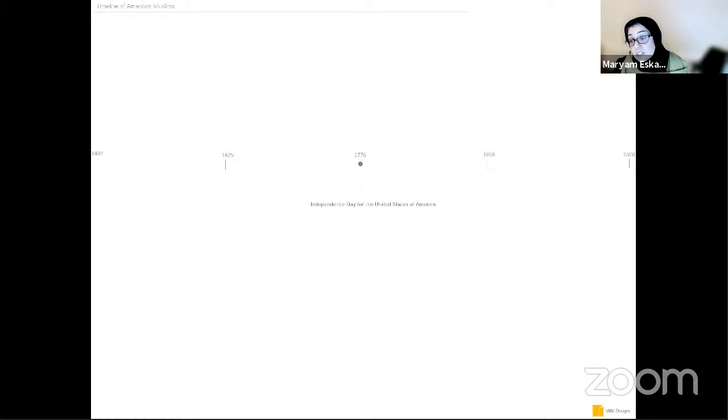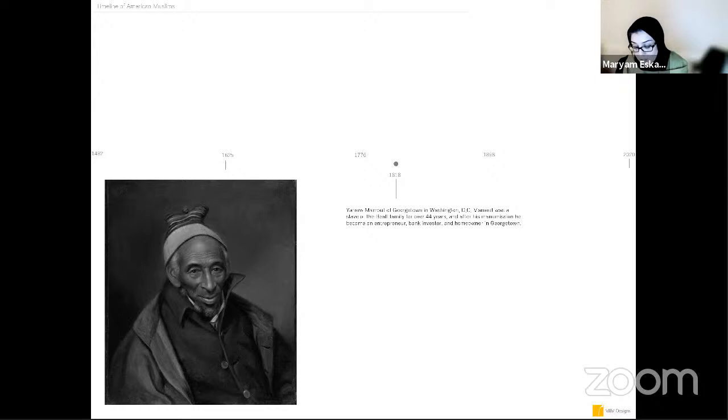But although they gained independence, the white Christian man gained independence, the enslaved Muslims were still slaves. So this is one of the very first other slaves, Yero Mahmud, who was a slave for 44 years. And later on in 1818, when he was set free, he went on to become an entrepreneur, a bank investor, and even a homeowner. You know, slaves were not allowed to be homeowners. And he went also on to actually create a lot of mosques that we don't even know about.